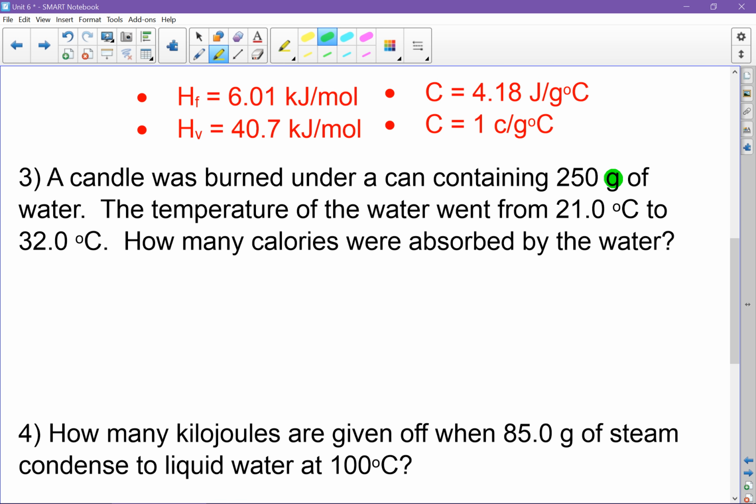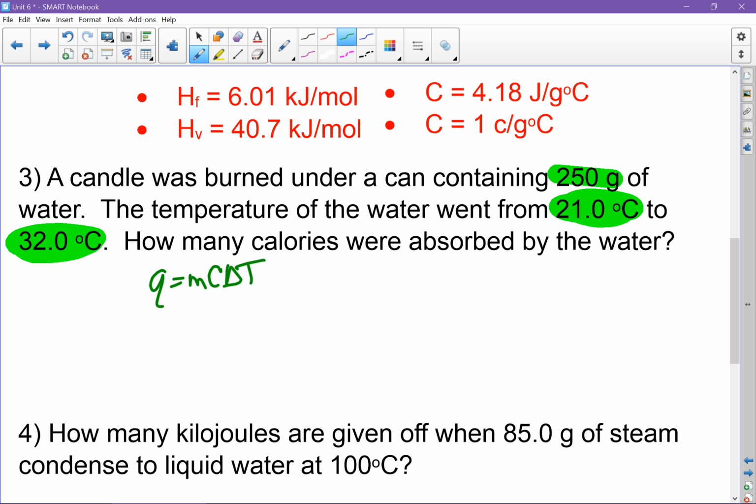Alright, next one. Let's find some numbers that will help us decide what we're going to do. This one, I see 2 different temperatures. As soon as you see 2 different temperatures, your formula has to be Q equals MCΔT. That means I'm either going to use this or this C value. Okay? So I'm looking for the number of calories. That means the Q value, so that's where X goes.